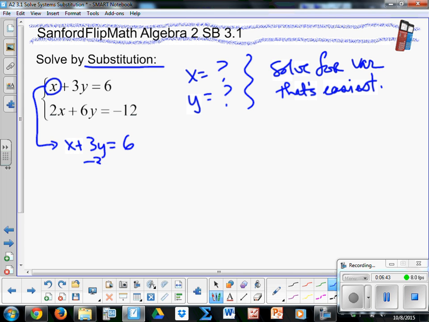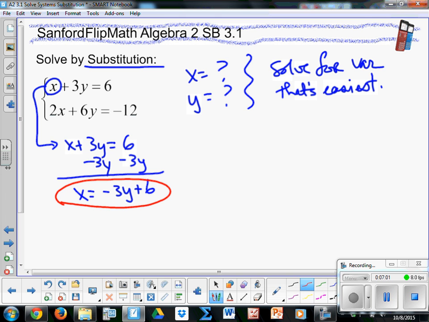So I'm going to subtract 3y. I'm not trying to make slope-intercept form. I mean, that would be acceptable. Anytime you have a variable by itself, you're good to go. Okay, now again, if you want to write this 6 minus 3y, you're welcome to do that.